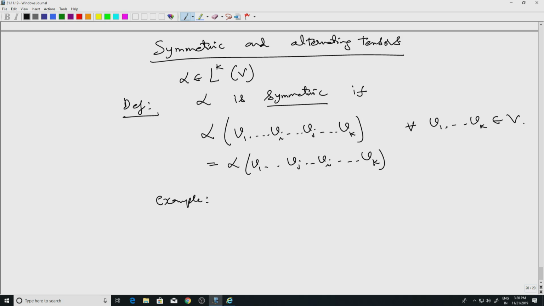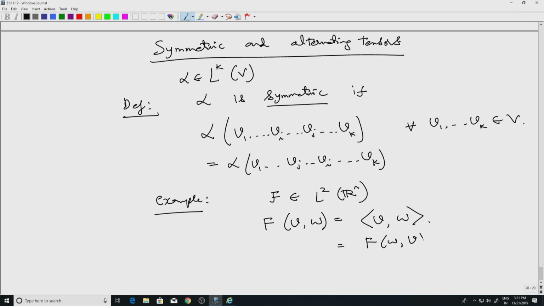And we have a very basic example of this, namely the inner product f in L2 of Rn. This notation L2 obviously doesn't mean the function space here; I'm just using this notation. f of (v, w) is the inner product of v and w. So this is symmetric since f of (v, w) is f of (w, v).